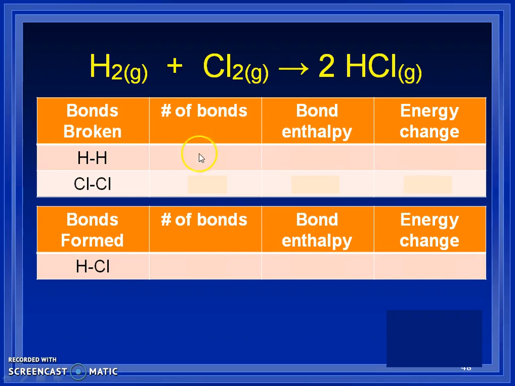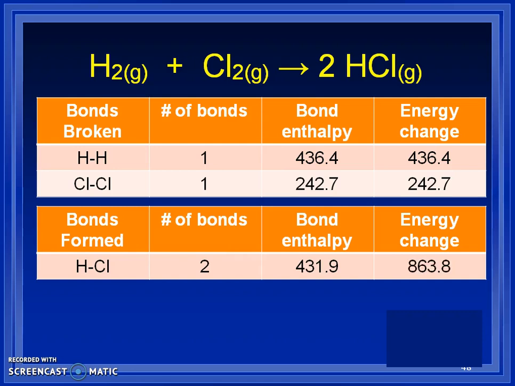It's up to you. So if I fill in this chart, the H-H coming from the H2 hydrogen molecule, there's one of those, the bond enthalpy they give in the chart. So it's going to be this number times 1 gives us that same number. Same thing with the chlorine. Now with the HCl, however, there's 2 bonds because of that coefficient. So the bond enthalpy they give us in the chart is that value. And of course, we have to multiply it by 2 to get the total energy change.